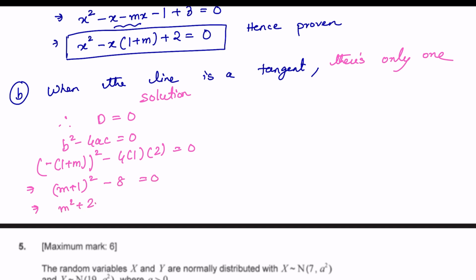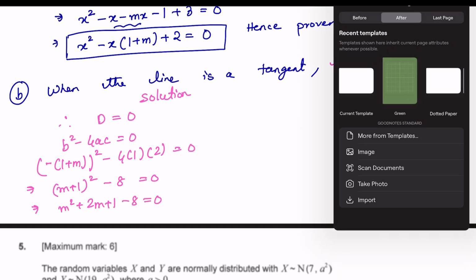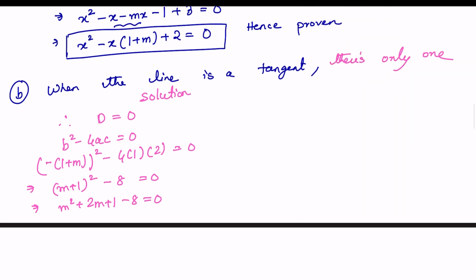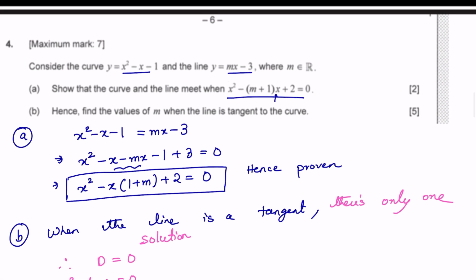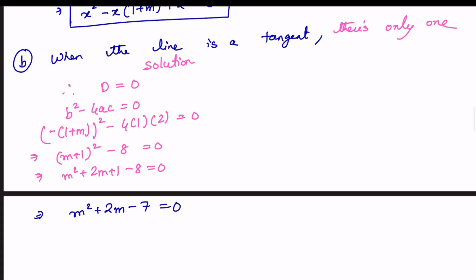m squared plus 2m plus 1 minus 8 is 0. And then if I simplify it a bit, I get this equation. As it's a quadratic, again, I can have two values of m. So basically, for two values of m, you get two lines which are actually tangent to the curve.